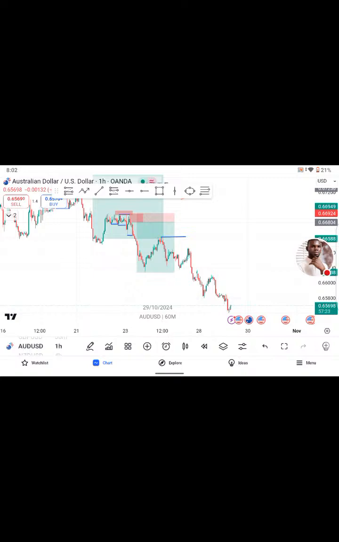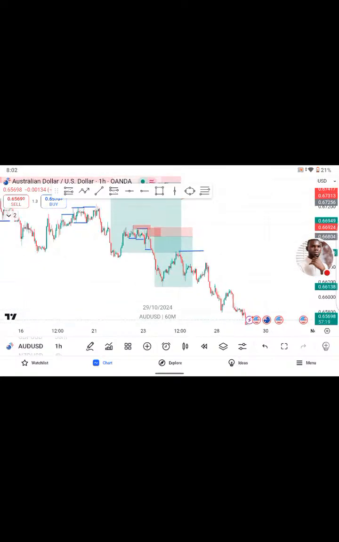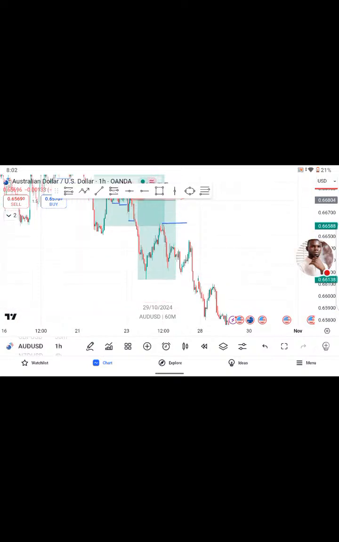AUD USD, for AUD USD, the setup I have is still up. So price is yet to actually get there.